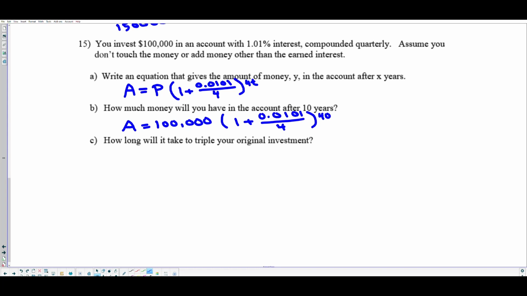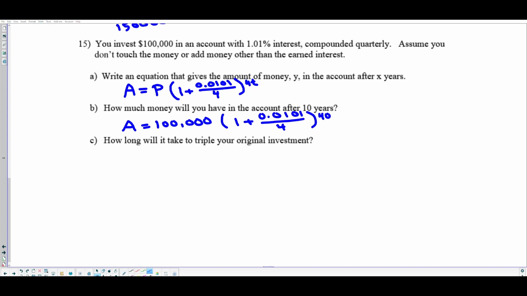Okay, in your calculator, and I know you can't see it because I just reviewed the other video, but you're going to have to be very careful. You may have to do a little bit at a time. You may have to do 0.0101 divided by 4, get that answer, and then add it to 1. And then do 100,000. Okay, so I'm going to go ahead and do this.